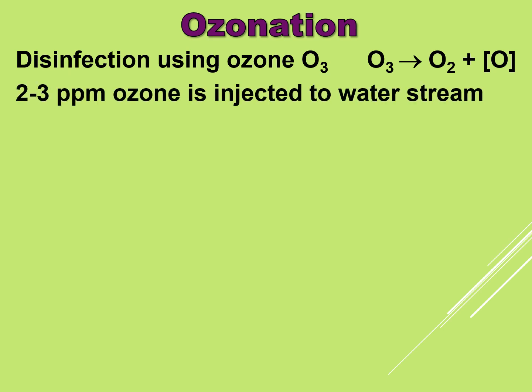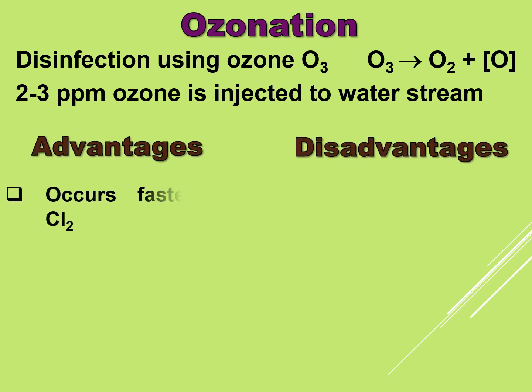So 2 to 3 ppm of ozone is injected to the water stream. Now here one problem is that ozone is unstable. So you cannot store ozone, you have to create it, you have to synthesize it at that time. And synthesis of ozone is by electric arc discharge of air. Okay, high voltage electric arc discharge of air. That is the method for synthesis of ozone.